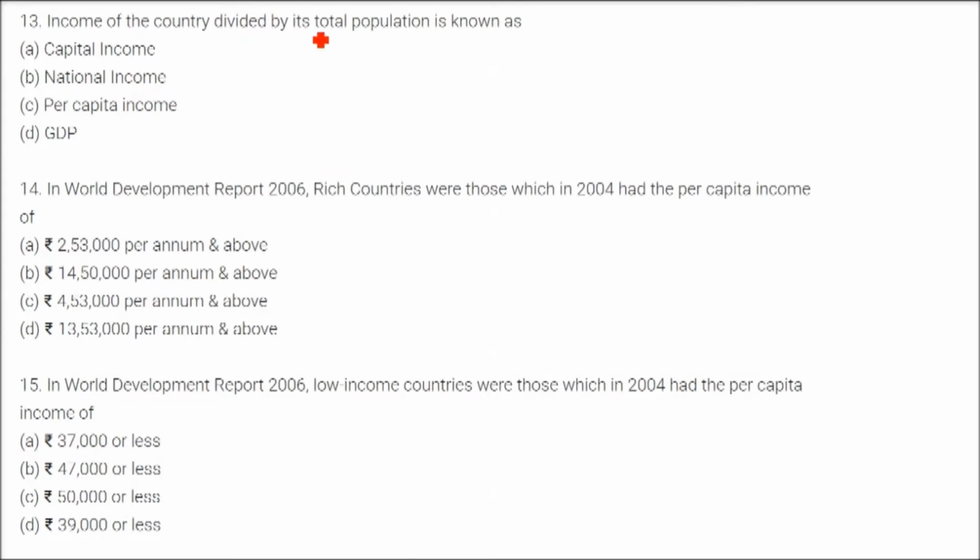Income of the country divided by the total population is known as per capita income. In the World Development Report 2006, rich countries are those which in 2004 had a per capita income of 4,53,000 and above. In 2011, it has changed. Rich countries now are those with 8.6 lakh. This is 4.53 lakhs.